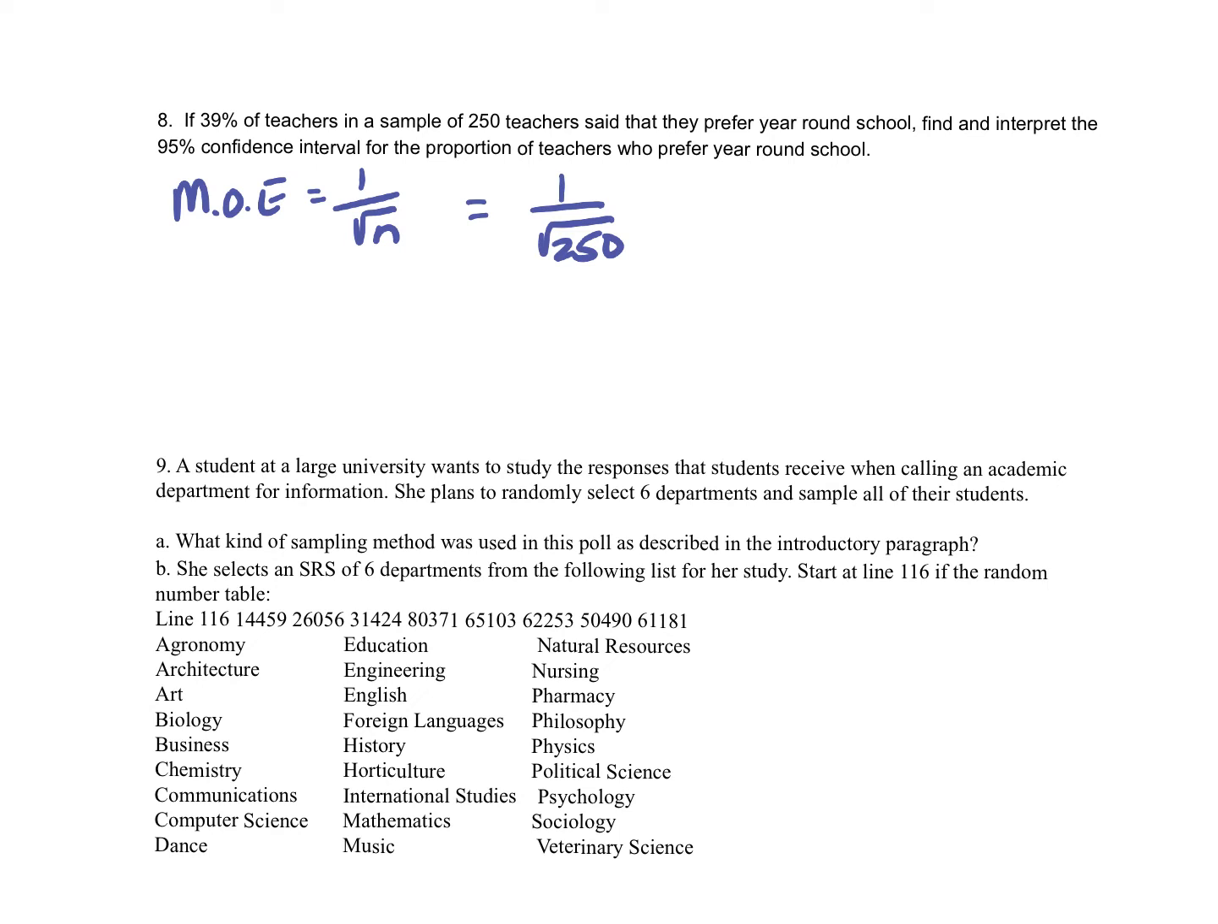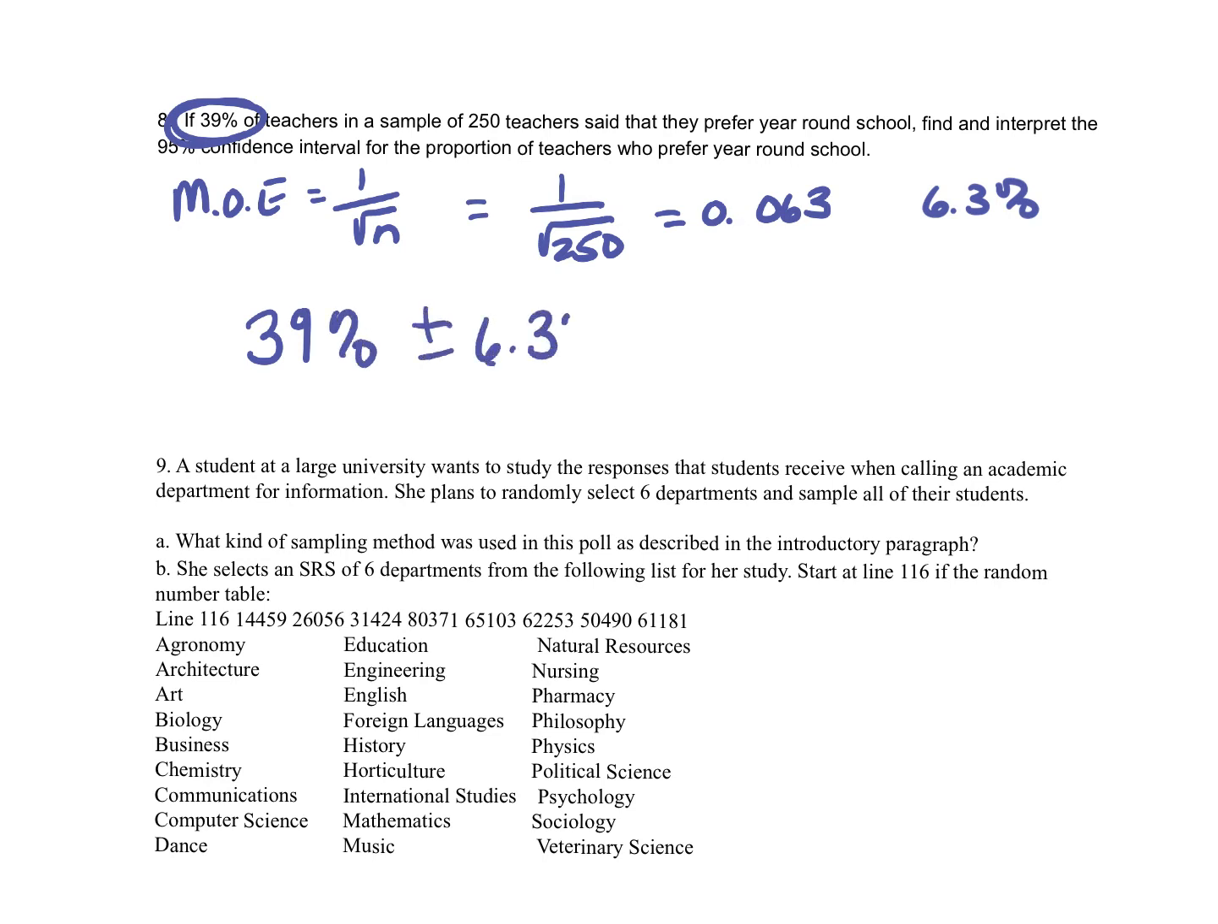So my calculator tells me that's going to be 0.063 or 6.3%. Now, the nice thing is it already gave me the 39%. I already know that 39% of these teachers do that. So my interval is simply going to be 39% plus or minus that margin of error I just found. So if I subtract it, I'm going to get 32.7. And then if I add it on, I'm going to get 45.3. So in essence, I'm saying if I ask every single teacher in the world, between 32.7 and 45.3 would prefer to go to school all year round.